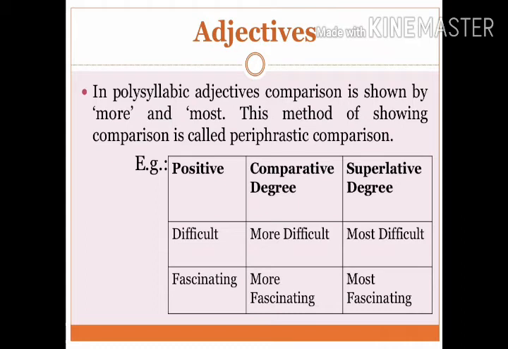Words with more than two syllables are called polysyllabic words. For example, consider the word difficult. The word has got three syllables. So, it forms the comparative and superlative degrees by adding more and most. So, the comparative form of difficult is more difficult and the superlative form is most difficult.